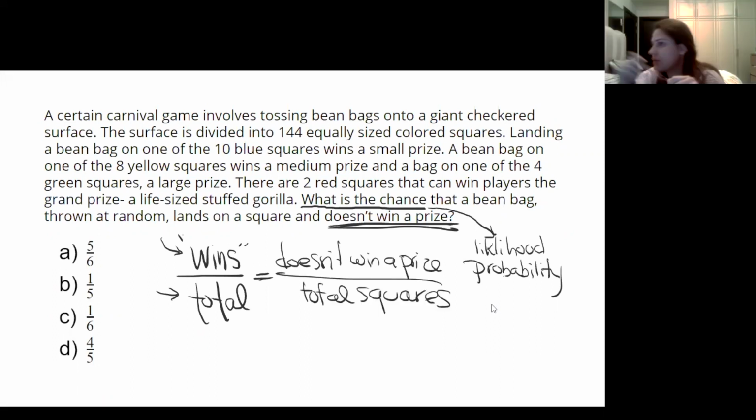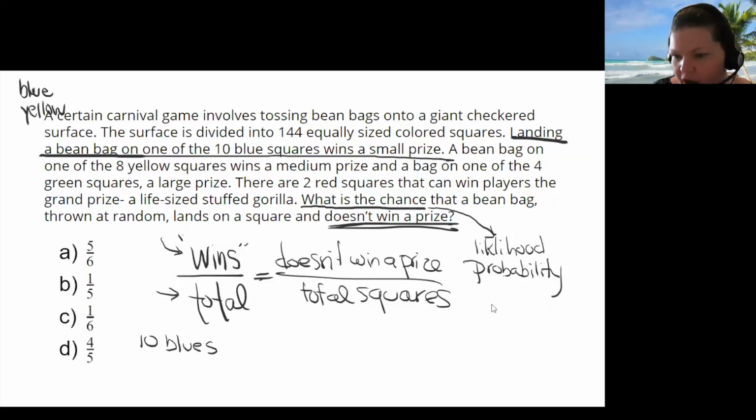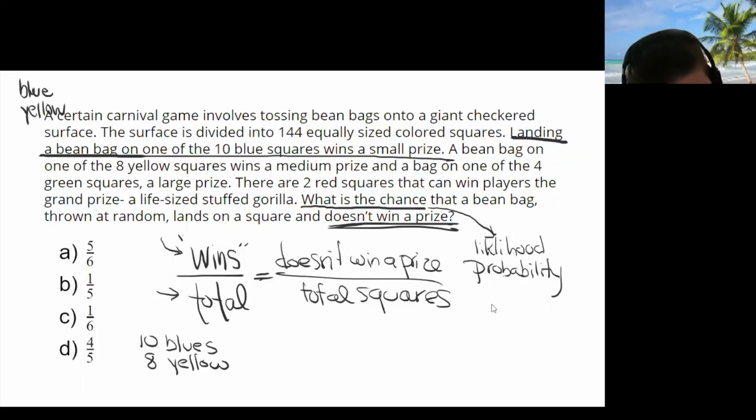Okay, any thoughts? We count them all. For example, the 10 blue. Any one of those 10 blues would win you a prize. Same thing with the 8 yellow squares. Any one of those 8 yellow squares will win you a prize. Any one of the 4 greens will win you a prize. And any one of the 2 reds will win you a prize.